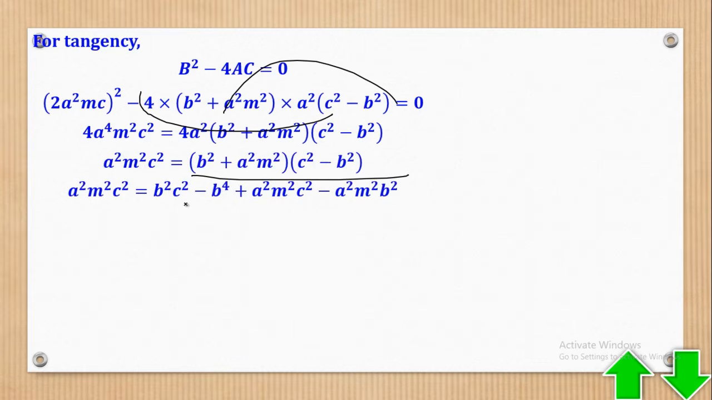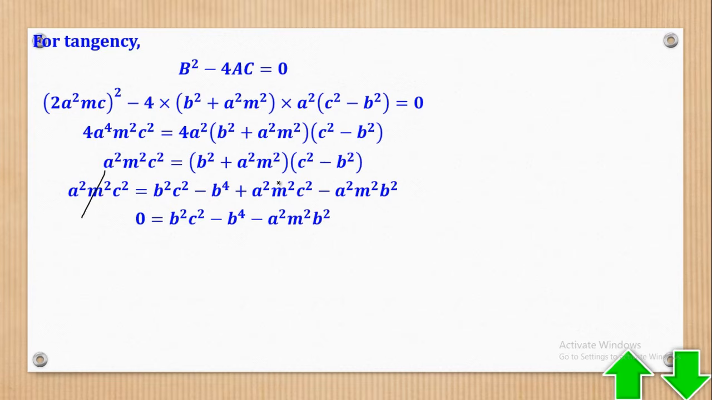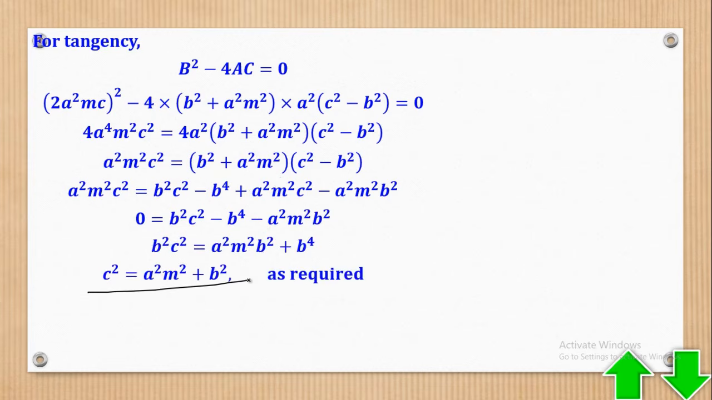Open this bracket to come up with this. And this cancels to come up with that. Then take the whole of this side to come up with this. Then reduce by b squared to come up with this. So the procedure will always be the same. That is why I'm just perusing through.